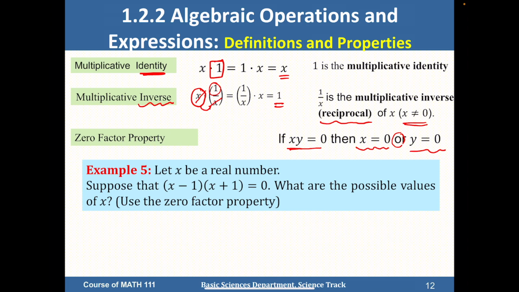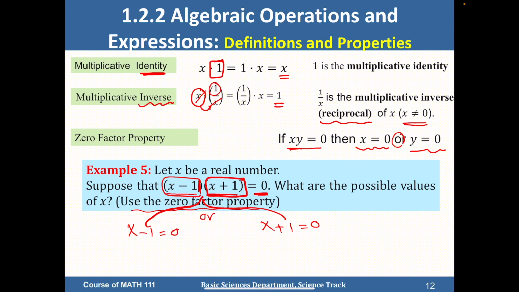Okay, so let x be a real number, and we have (x minus 1) times (x plus 1) equals 0. What is the possible value of x? Let's use the zero factor property. So I have this value times this value, two values, and the product of these two values equals 0. So either the first value equals 0 or the second value equals 0.